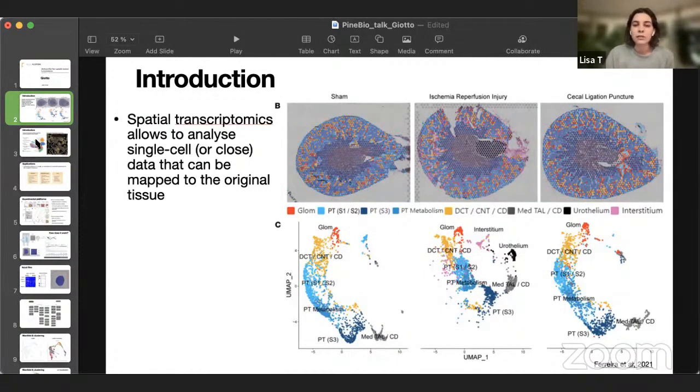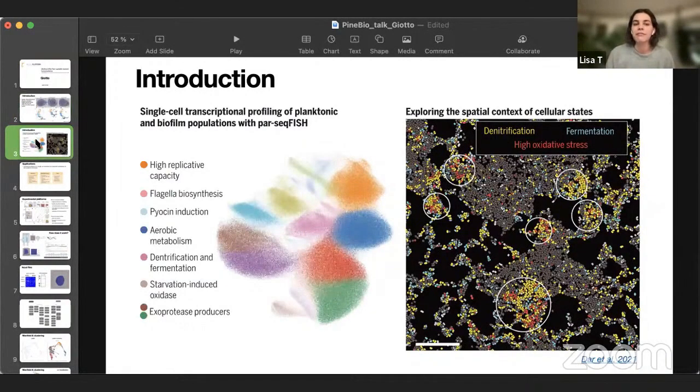But other than organs, we also can look at, for example, biofilm populations. This is the clustering of different functions that individual cells in the colony do. And using spatial transcriptomics, it was possible to map them to the specific positions in the colony, which allowed us to identify some hotspots for functions. For example, here we can see that this hotspot does the denitrification. Here we can see it's a hotspot for high oxidative stress and so on.